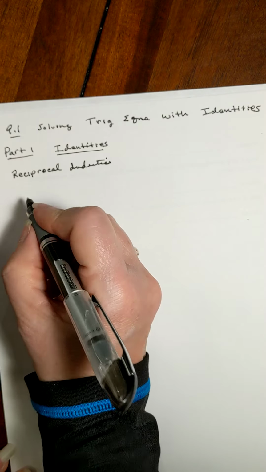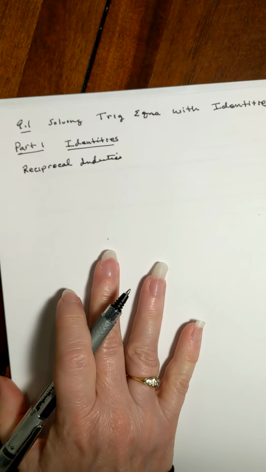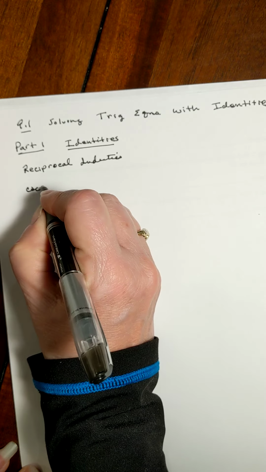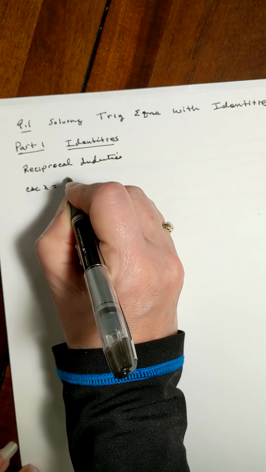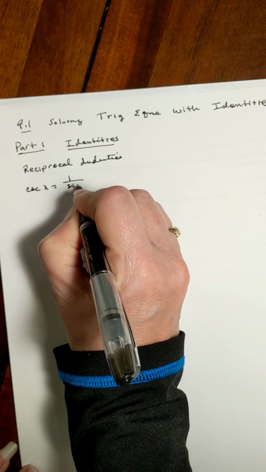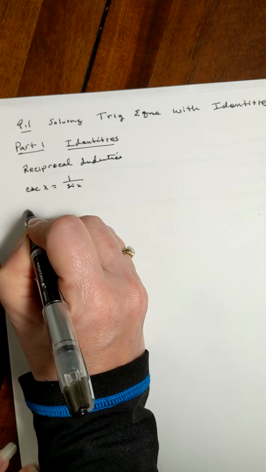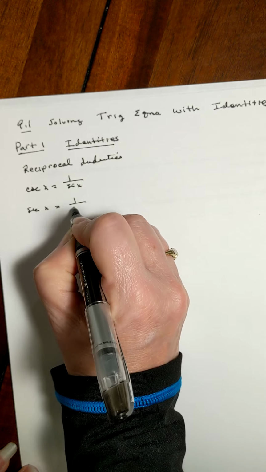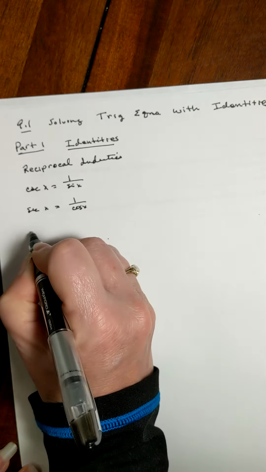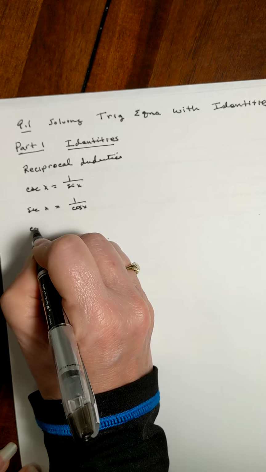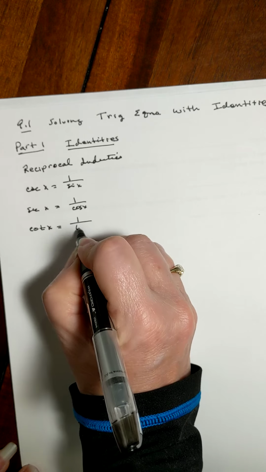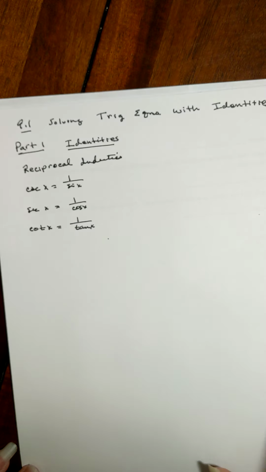Now the reciprocal identities, we already know these. The first one is, we know that the cosecant of x is equal to the reciprocal of the sine of x. We know that the secant of x is 1 over the cosine of x. And we know that the cotangent of x is equal to 1 over the tangent of x.